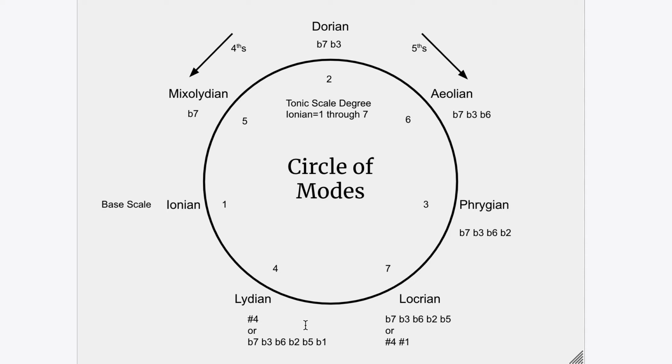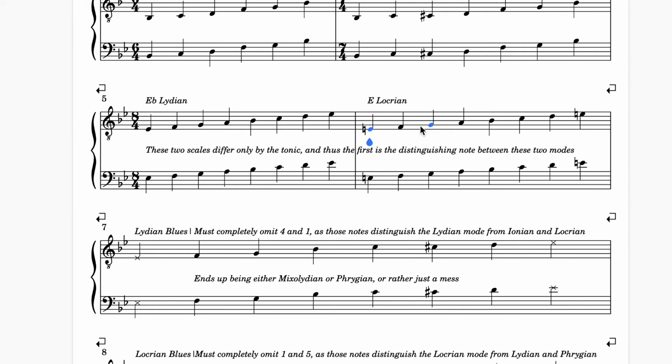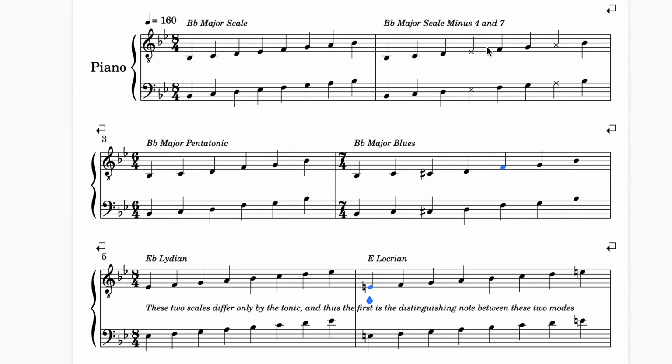And since naming scales by the tonic is somewhat arbitrary, I believe that this is a valid way to relate these two modes to each other. Therefore, any theoretical Lydian or Locrian blues scale would have to lack its tonic note. And this checks out with the fact that the notes necessary to craft a Lydian or Locrian scale are the aforementioned 4th and 7th, which are absent in the major blues scale.